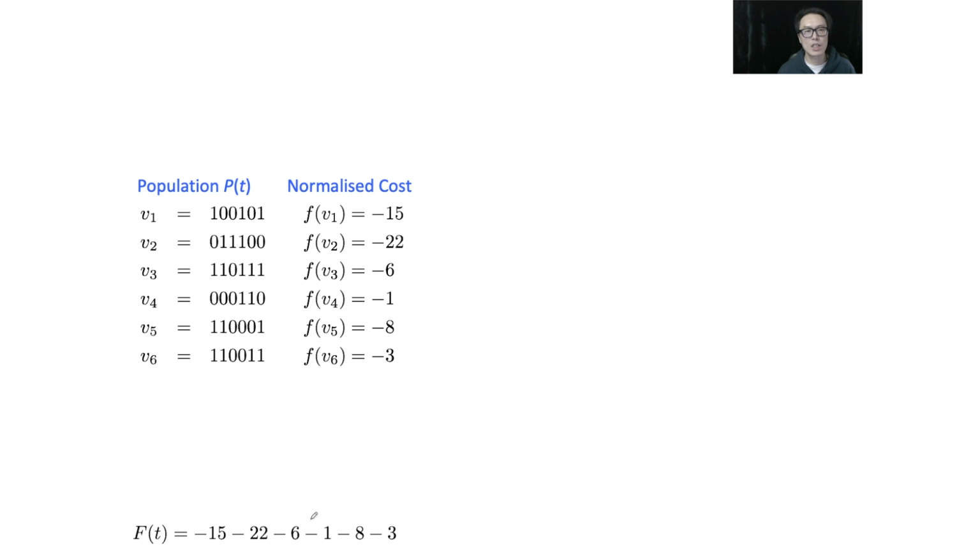Now, that is what we are going to do. Assume that we have a population, and the population size, pop, is 6. This is the population at generation t, and the length of each chromosome is 6. Before we go further, make sure that we normalize the cost. So in this column, we assume that we have normalized the cost so that all of the costs have the same sign at the moment, that is all negative.